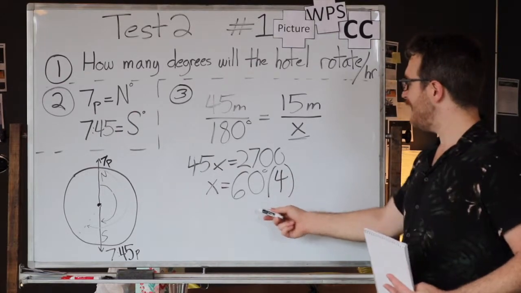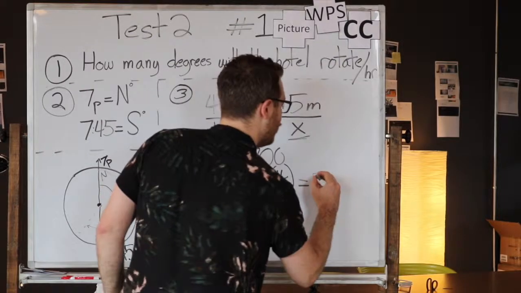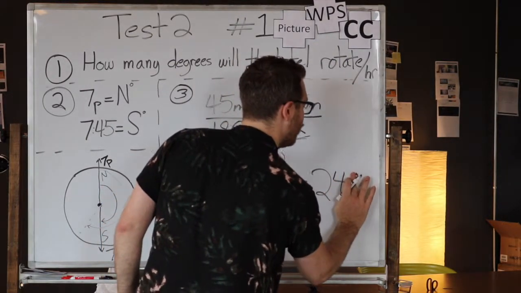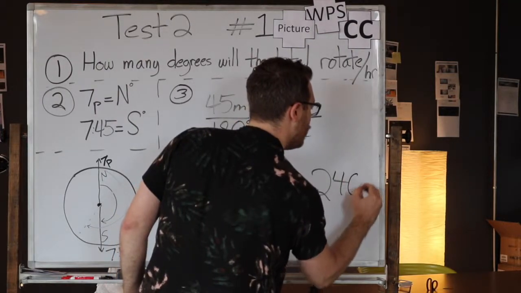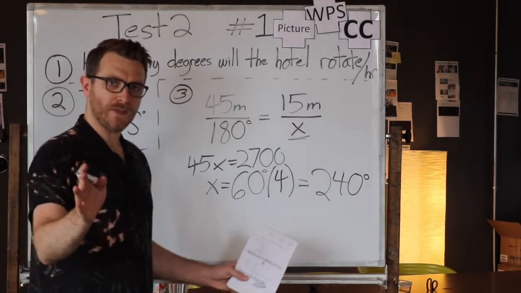So 60 times 4 will now equal 240 degrees. That is 24, not 240. I need a 0. 240 degrees. Now let's check this really fast.